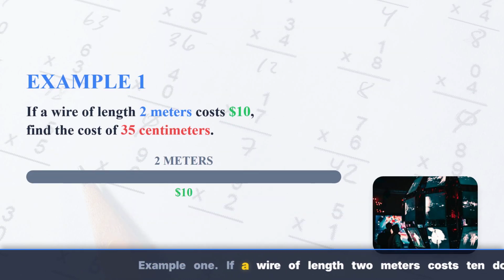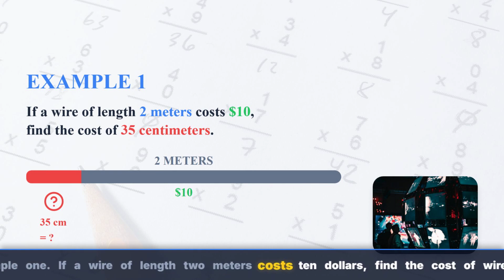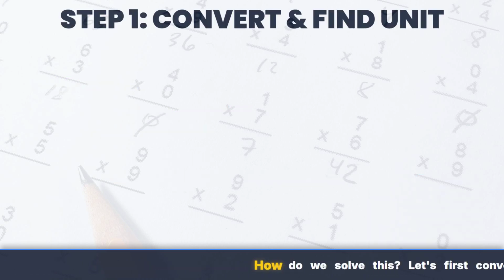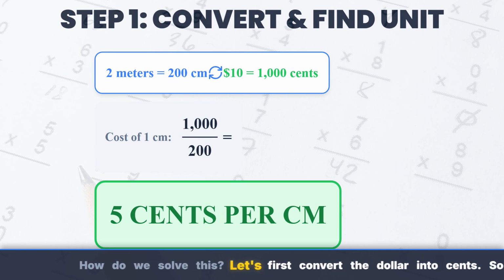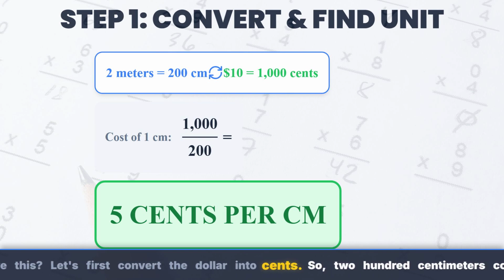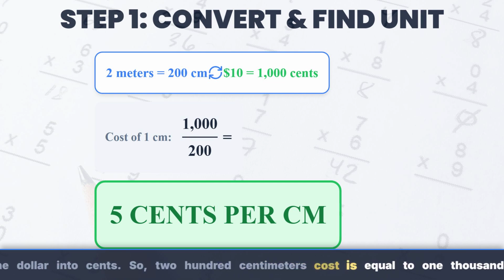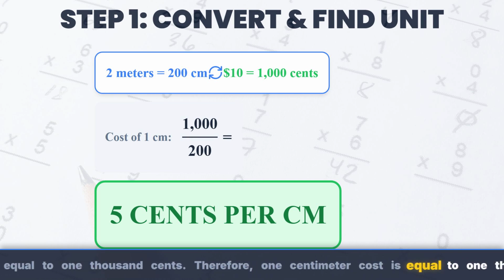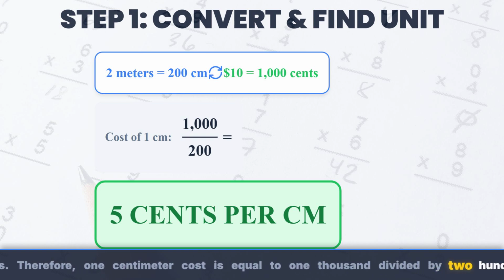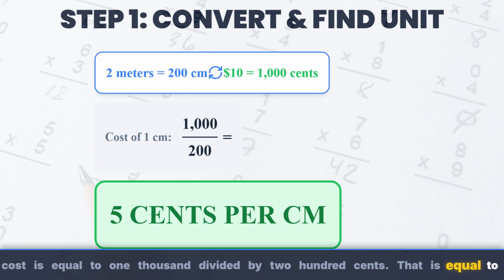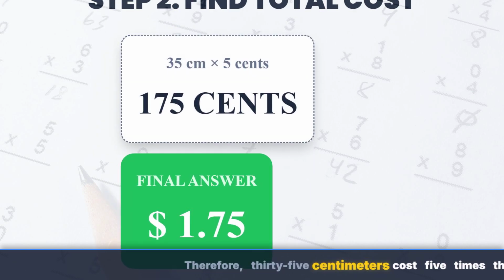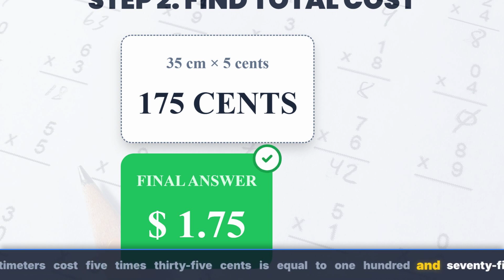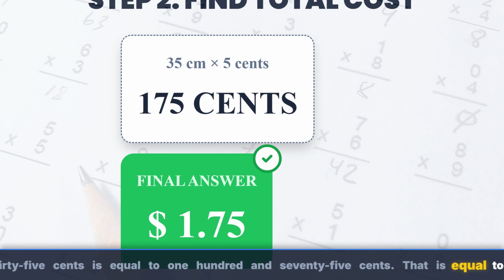Example 1. If a wire of length 2 meters costs $10, find the cost of wire length 35 centimeters. How do we solve this? Let's first convert the dollar into cents. So, 200 centimeters cost is equal to 1,000 cents. Therefore, 1 centimeter cost is equal to 1,000 divided by 200 cents. That is equal to 5 cents. Therefore, 35 centimeters cost 5 times 35 cents, which is equal to 175 cents. That is equal to $1.75.